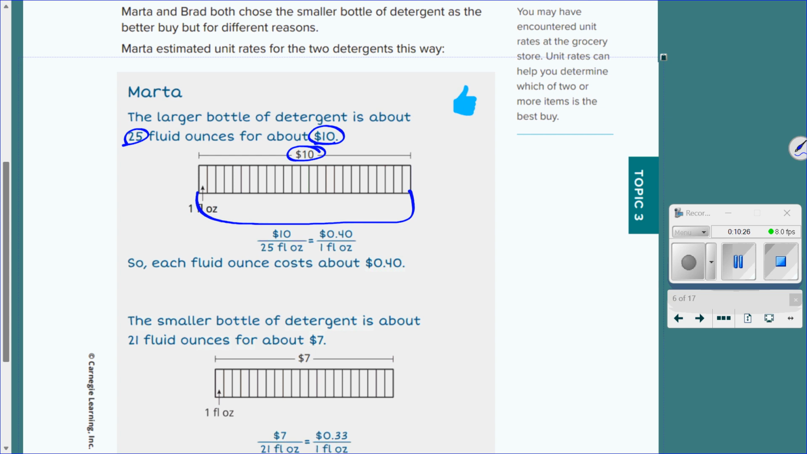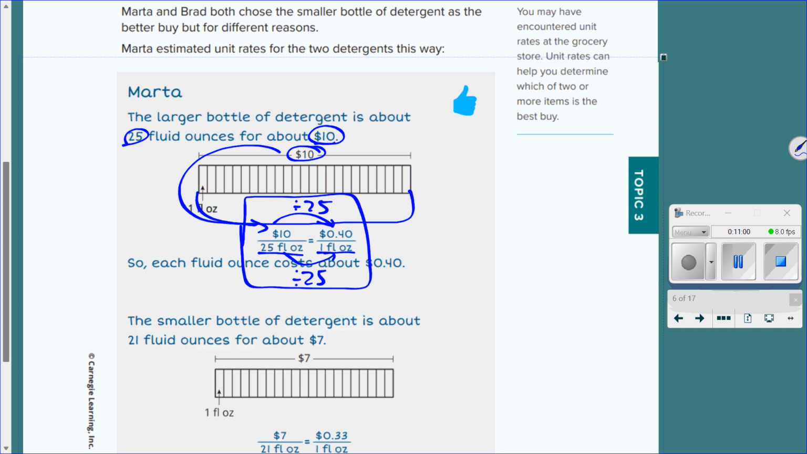Then to put it into mathematical format, here is the proportion that she did. She said, okay, my $10 is being divided into 25 fluid ounces. I want to figure it out for 1 fluid ounce. So how do I go from 25 to 1? Divide by 25. So guess what I'm doing to the 10? Divide by 25. Guys, right here is the key to all of your success on this SCFA. If you can set up your proportions and understand how to do these, you should be just fine.